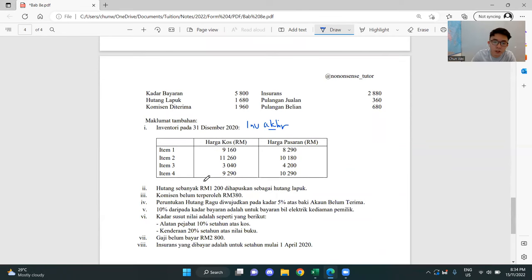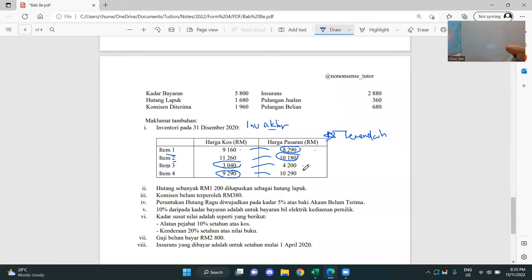But then you see there is item 1, 2, 3, 4. Why are there so many items? You just choose the lowest one, yang terendah. Let's say item 1, you compare 9160 and 8290. Which one is lower? 8290. Item 2, which one is lower? 10,180. Item 3, 3040 and 4200. Which one is a little bit lower? 3040. Item 4, which one? 9290. So you compare these two, these two, these two, these two. And then at the end, you take all the circled amounts, add them up together and see what you get.